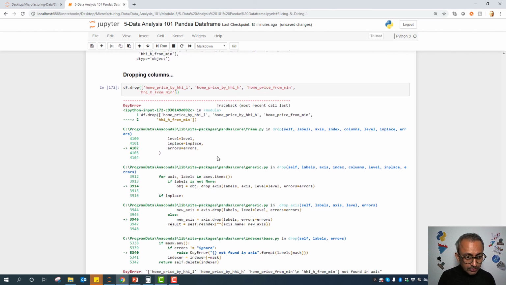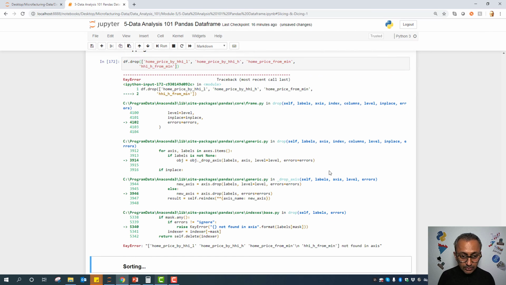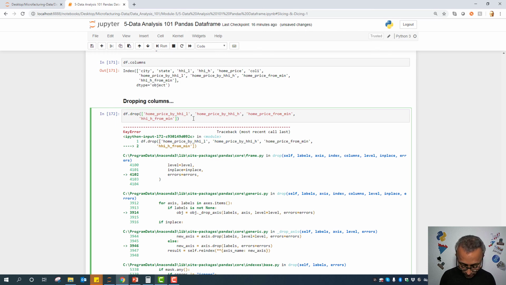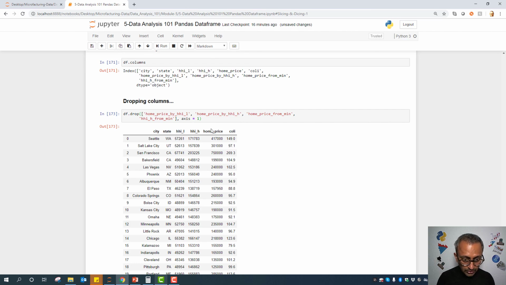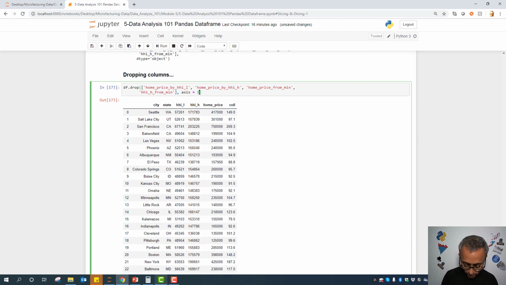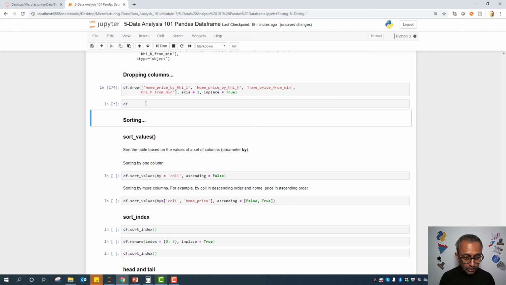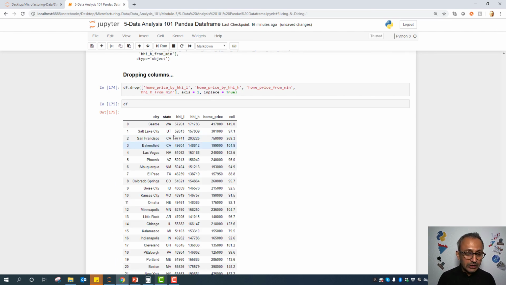Column values. What's going on? Home price not found in axis. Oops, sorry, I have to also specify the axis. Axis equals 1, which means I want to drop columns and not drop rows. So you see you get the original data frame, but I also want to add one more argument, inplace equals true. That's really dropping all the columns and bringing the data frame back to the way it was. Okay.